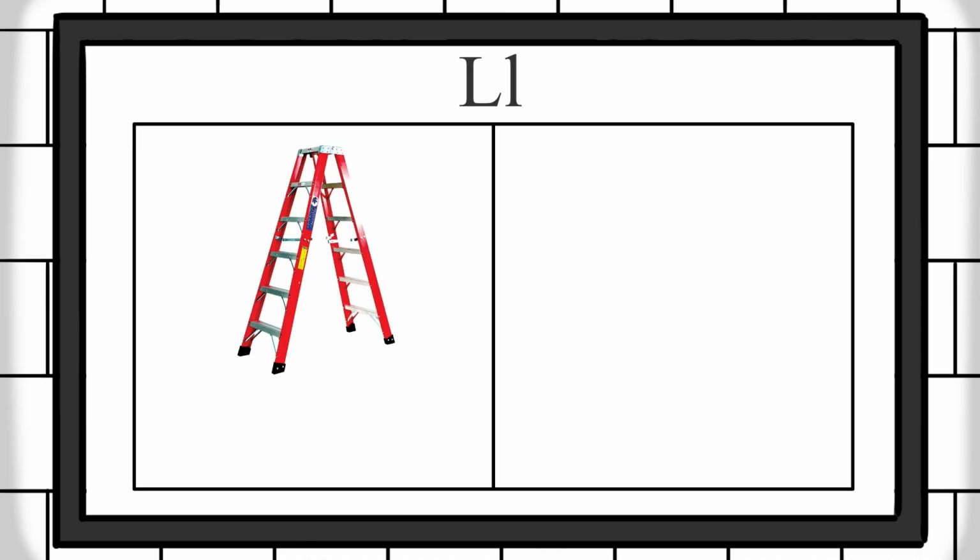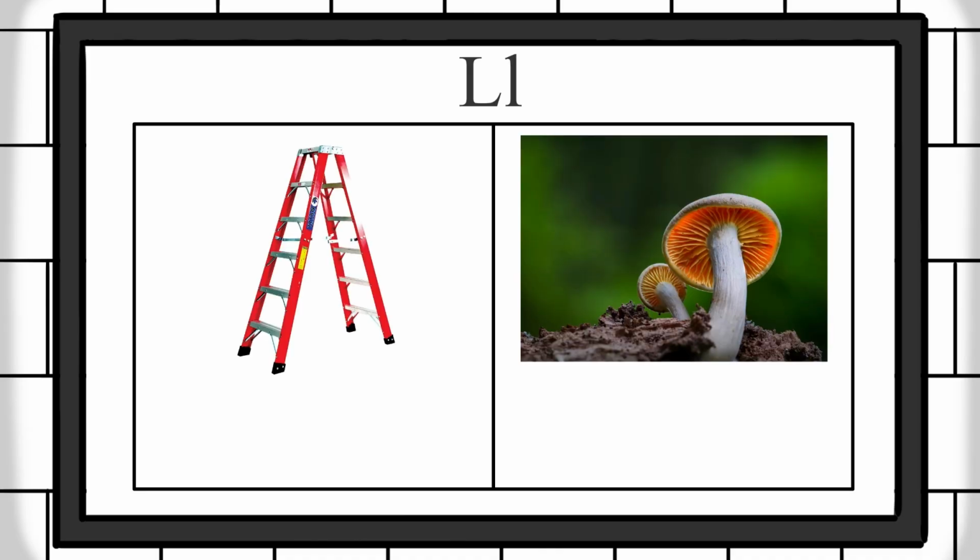Next up is one of the many simple examples here, which is L. The two pictures here are a ladder and mushrooms. For ladder, the word is lam. Pretty simple. And then for mushrooms, it's len.